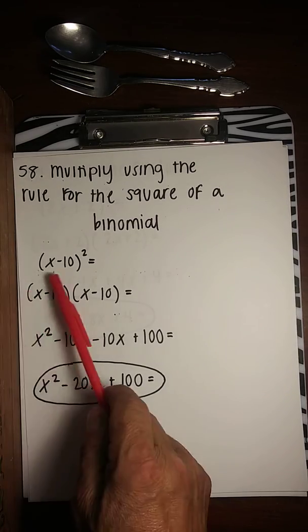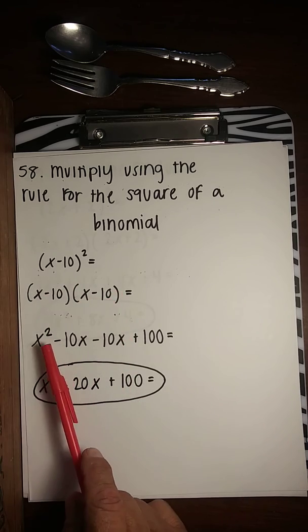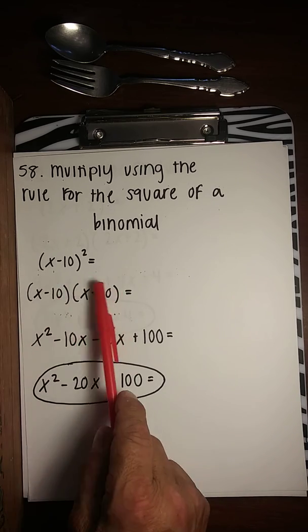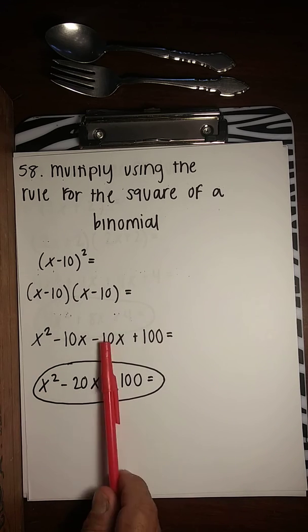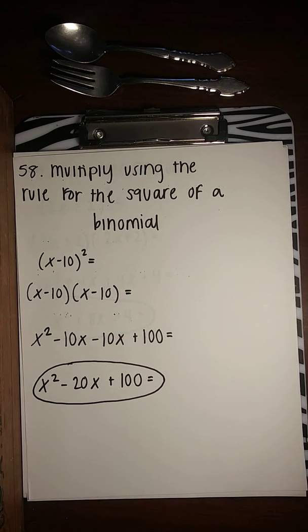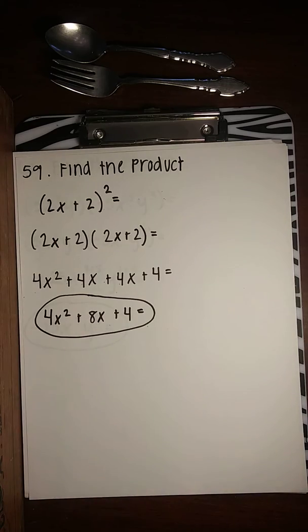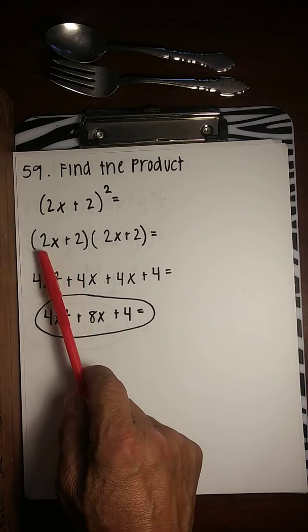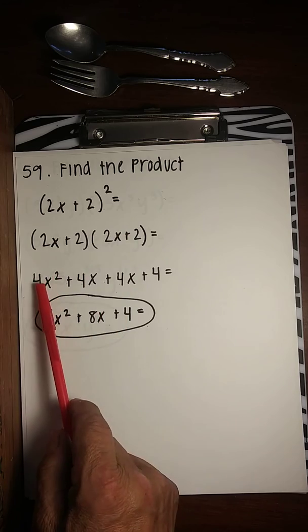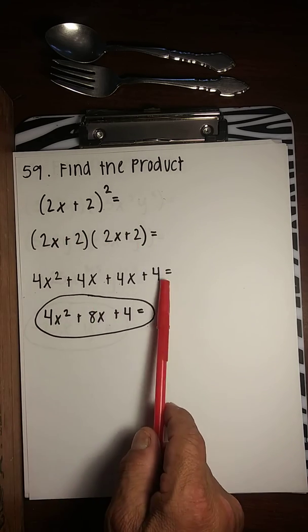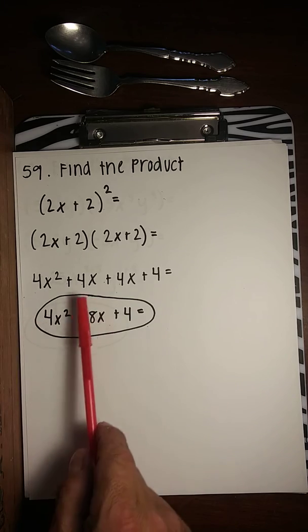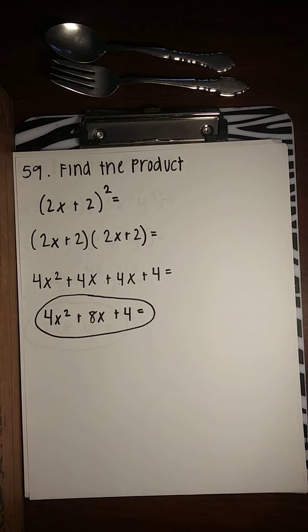Multiply x minus 10, x minus 10 twice. So x squared minus 10x minus 10x, and then positive 100. x squared minus 20x plus 100. Next one. Find the product. 2x plus 2, 2x plus 2. 2x times that is 4x squared. That times that is 4x. That times that is 4x. 2 times that is 4. So we have 4x squared, 4 and 4 is 8x, plus 4.